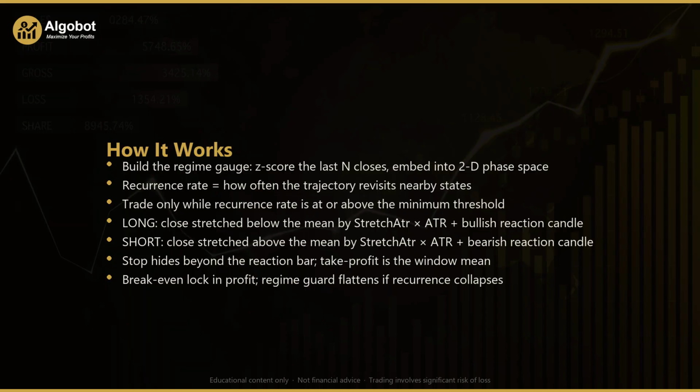And there's a regime guard. If the recurrence rate drops below its threshold while a fade is still open, the strategy closes that position at market immediately. The reasoning is that a collapsing recurrence rate means the range has broken, and it would rather exit before a trend develops than hold a fade against it. It also holds only one fade at a time per symbol.